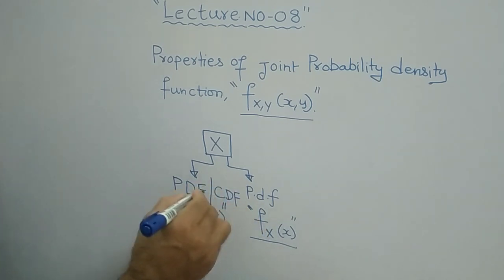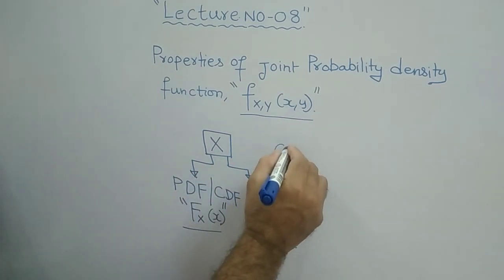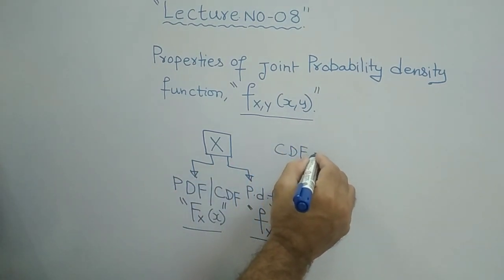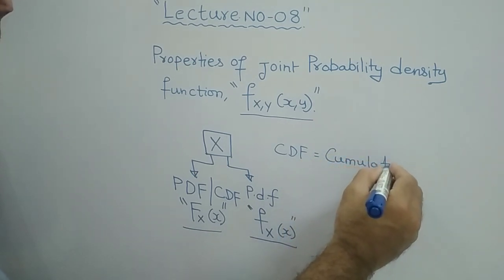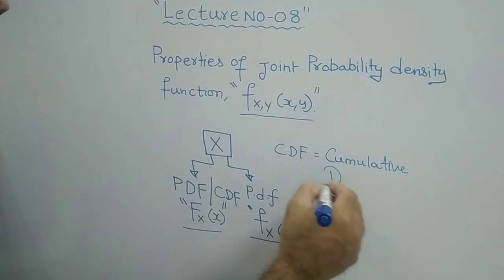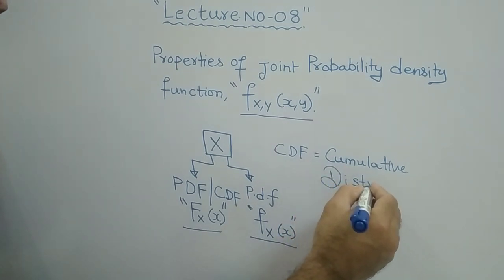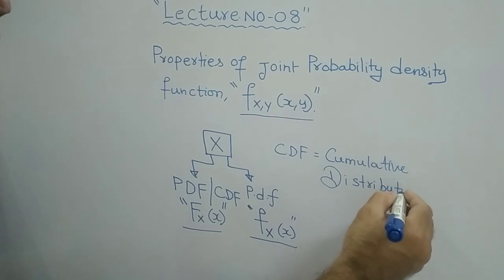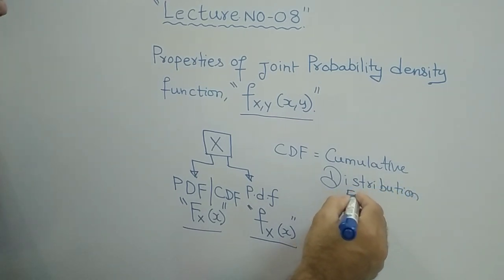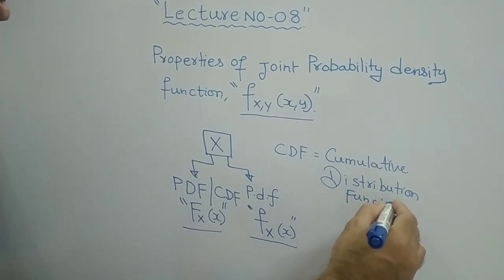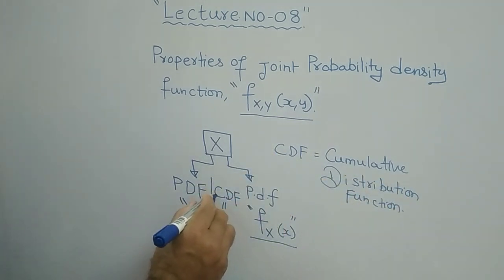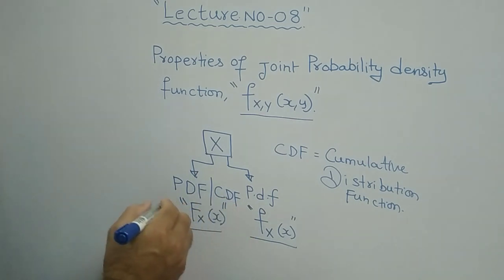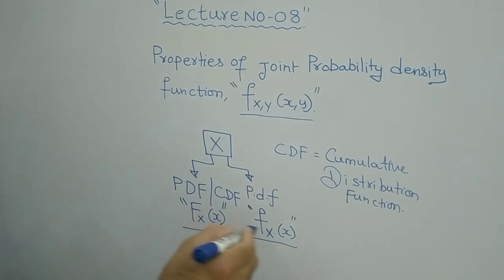What is CDF? It is the cumulative distribution function. So the capital PDF can also be called CDF, which stands for cumulative distribution function. That is your capital F of x, and this is the small f of x.